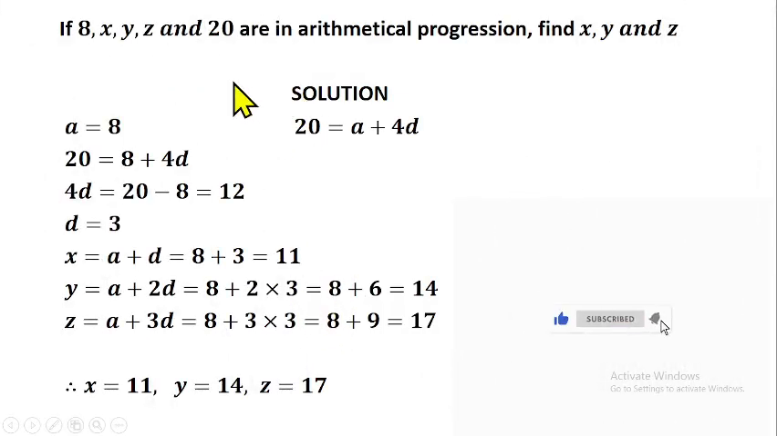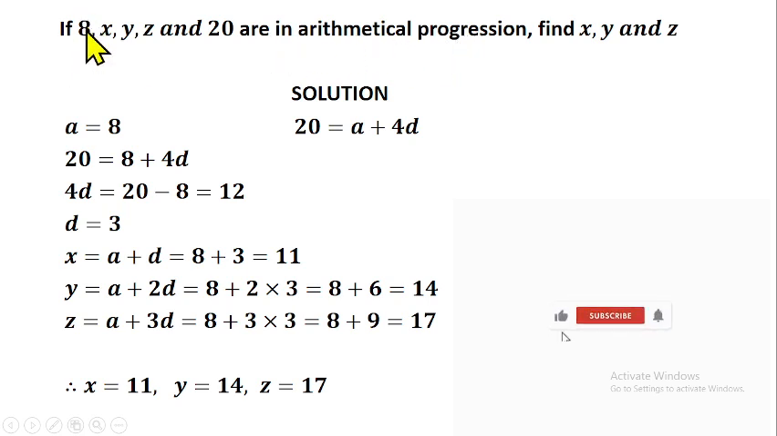Let's look at another question. If 8, x, y, z, and 20 are in arithmetic progression, find x, y, and z. 8, x, y, z, and 20 are in arithmetic progression. Find x, y, and z. What can we say about this? Although we have been told that it is arithmetic progression, so no problem about that.